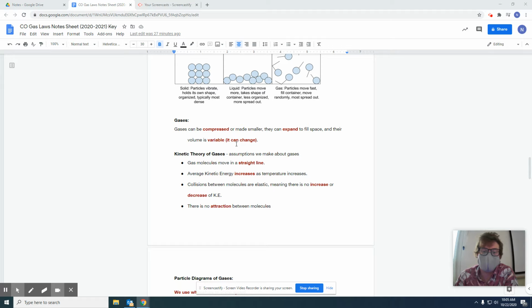So when we talk about the volume of gases, we say that they are variable. That means that the volume of the gas can change. We can increase their volume, we can decrease their volume, depending on the container that we put them in.